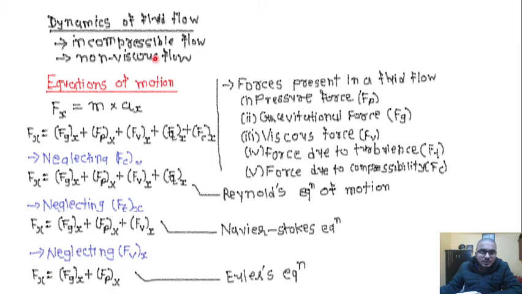In our previous lecture, we started with equation of motion, which is based on Newton's second law of motion. The fluid forces on fluid element consists of 5 different forces: pressure force, gravitational force, viscous force, force due to turbulence, and force due to compressibility. So once we neglect the force due to compressibility, we obtain Reynolds equation of motion. Neglecting the turbulent force, we obtain Navier-Stokes equation, and neglecting further viscous force, we obtain Euler's equation of motion.